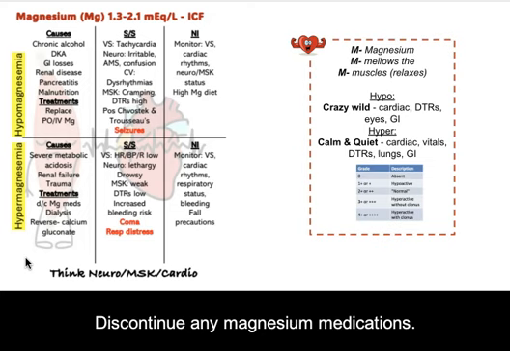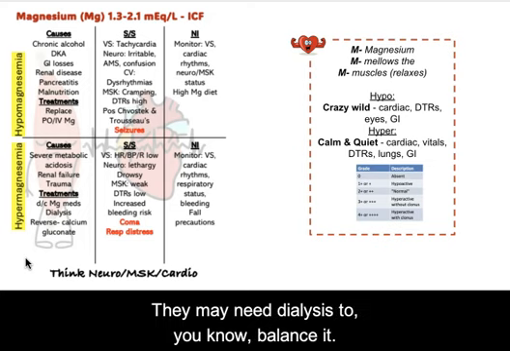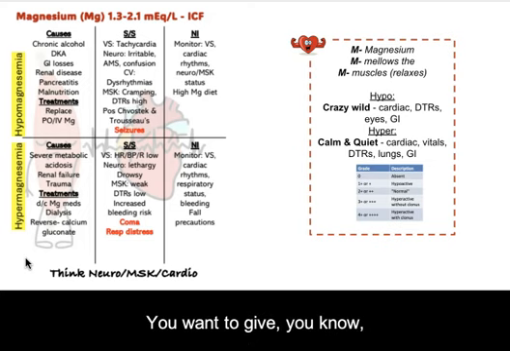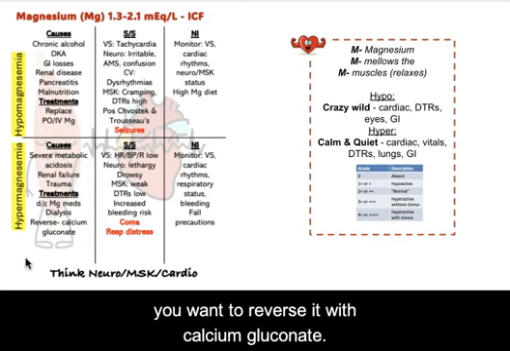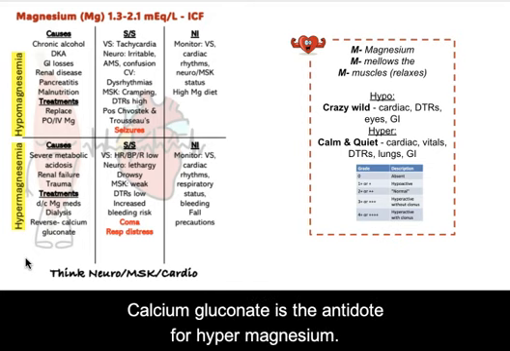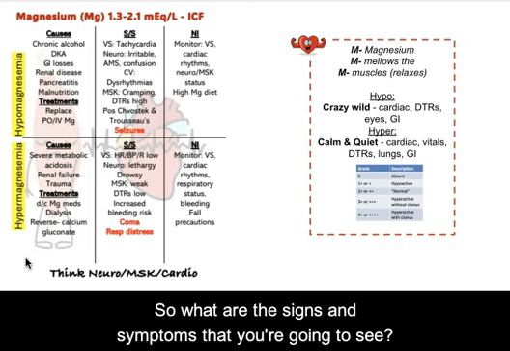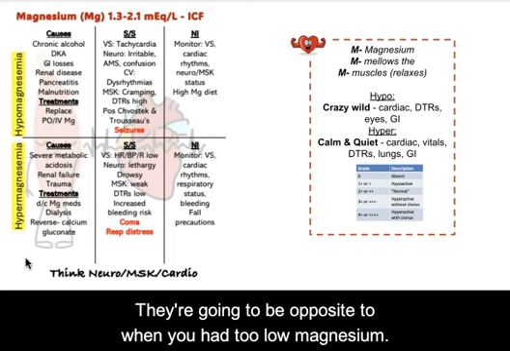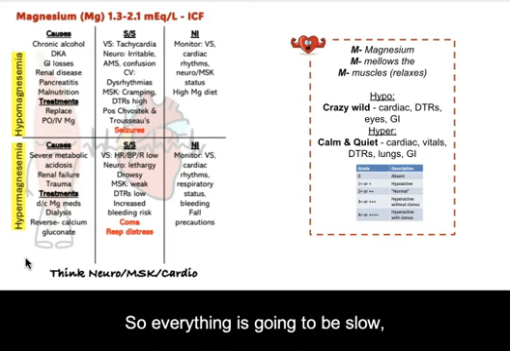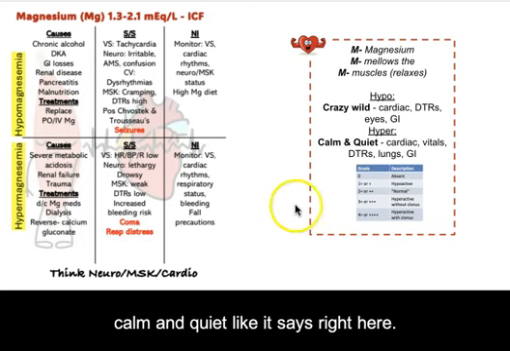What are the treatments? Discontinue any magnesium medications. They may need dialysis to balance it. You want to reverse it with calcium gluconate. Calcium gluconate is the antidote for hypermagnesemia. You can reverse it. So what are the signs and symptoms that you're going to see? They're going to be opposite to when you had too low magnesium. So everything is going to be slow, calm, and quiet, like it says right here.